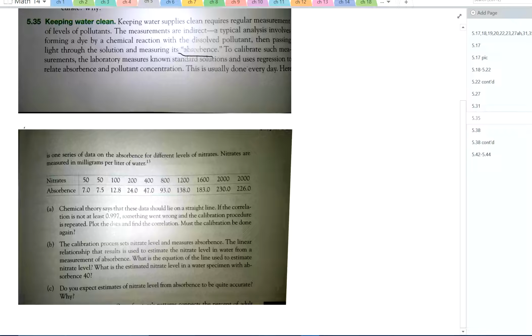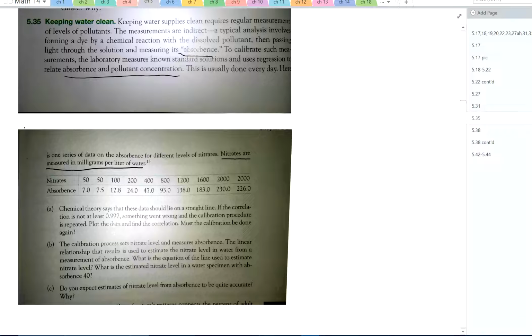To calibrate such measurements, the laboratory measures known standard solutions and uses regression to relate absorbance and pollution concentration. This is usually done every day, hence one series of data of absorbance for different levels of nitrates. Okay, nitrates are measured in milligrams per liter of water, so keep note of that. I'm just marking. This is what's nice about being able to write in books, is you can mark stuff off in the book as you're reading.